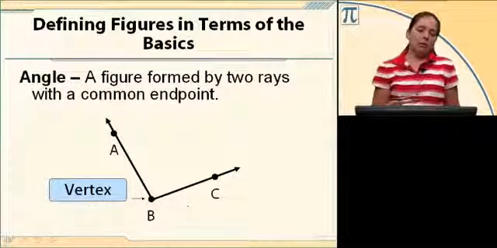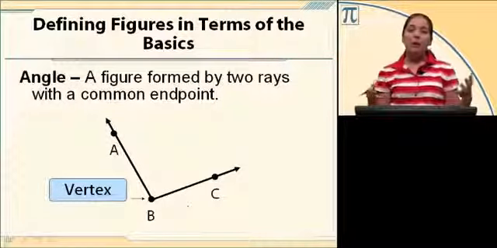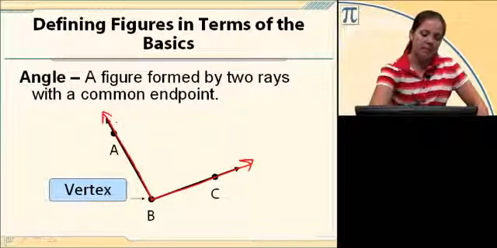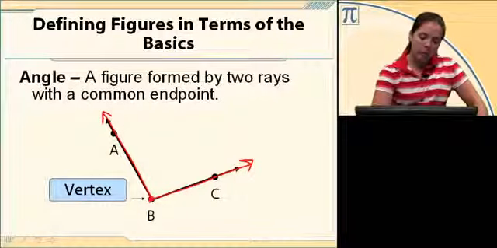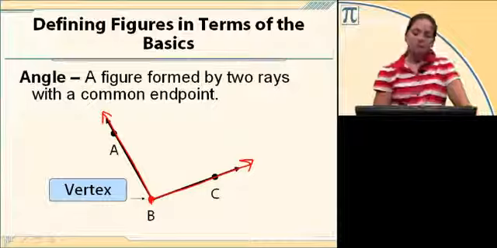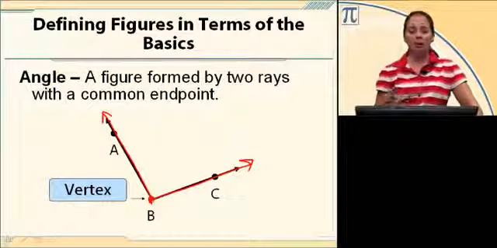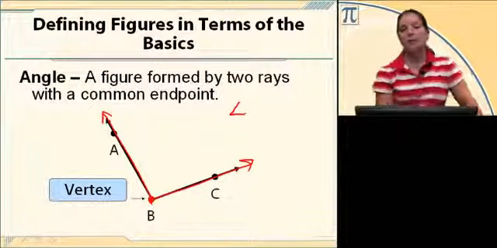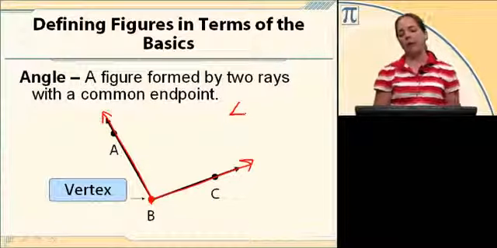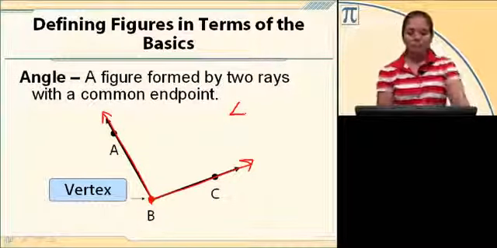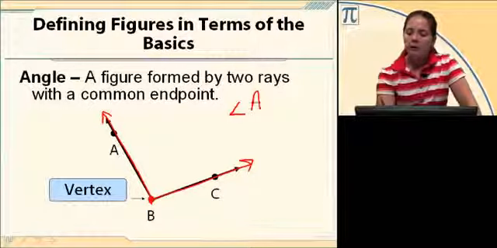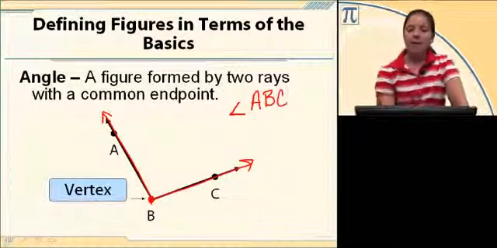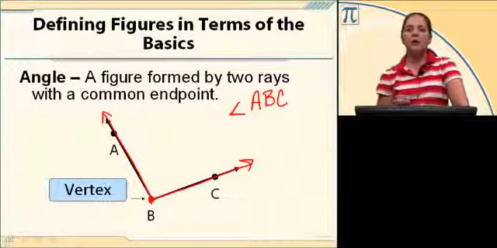An angle. A figure formed by 2 rays with a common endpoint. So I've got ray BC and I have ray BA. That common endpoint is B. When you name an angle, you name it with 3 letters. The symbol looks very similar to a less than sign. It's a little different. The bottom's a little bit more flat. Name it, start on one ray, then the vertex, then end on the other ray. Vertex always goes in the middle.